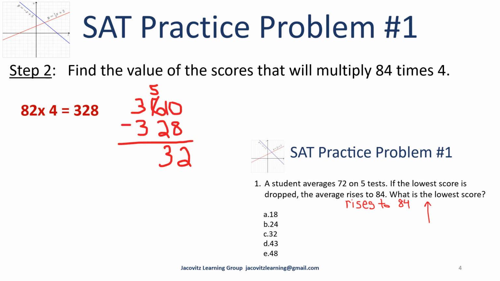The next slide says to multiply 82 times 4, because one of the tests was dropped. Keep in your mind what happened. You're dealing with two numbers. You started with 5, one was dropped, and so you have 328. 4 times 2 is 8, and 8 times 4 is 32. So now you take 360 minus 328, and you get 32, and your answer is C.